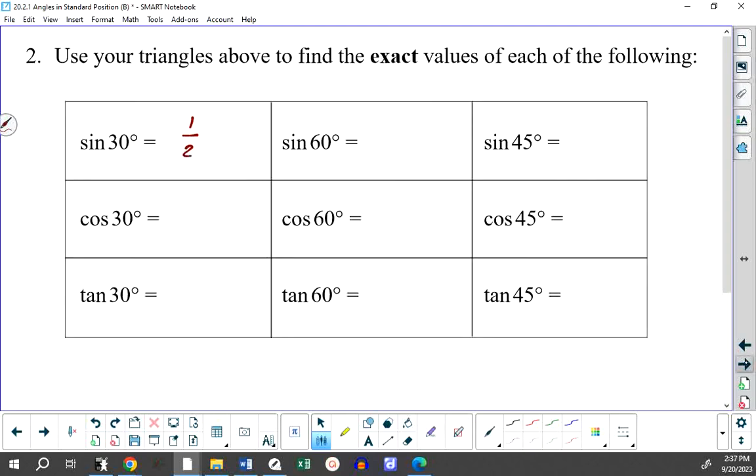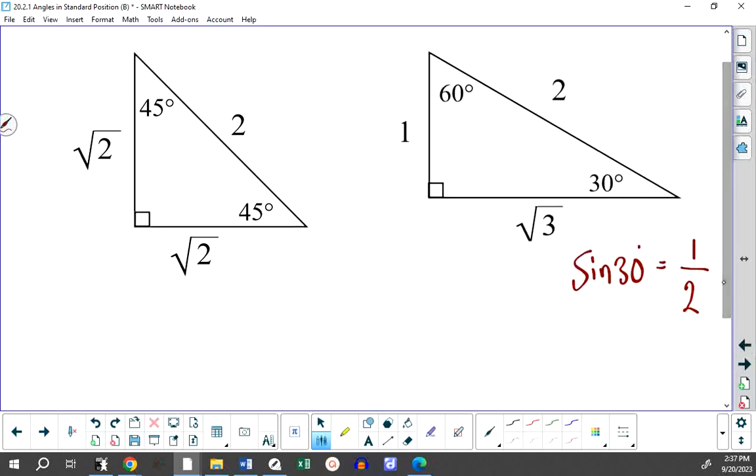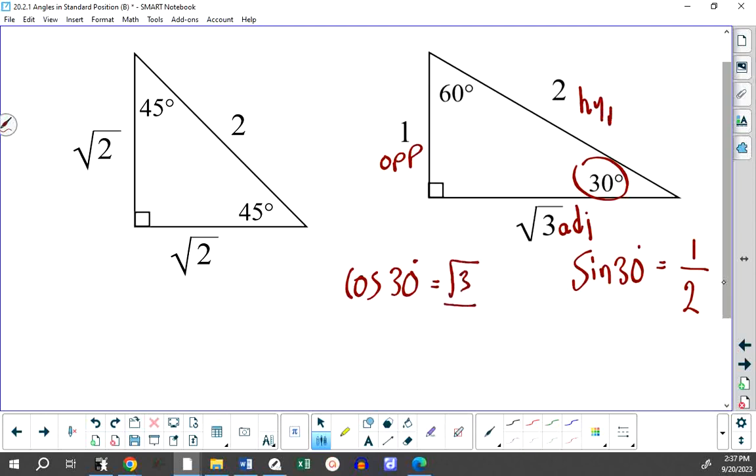What is the cosine of 30? Well, you look at the 30-degree angle. You say to yourself that cosine is adjacent over hypotenuse, right? When I'm looking here, this is the opposite, this is the adjacent, and this is the hypotenuse. So the cosine of 30 is root 3, which is the adjacent, over 2.